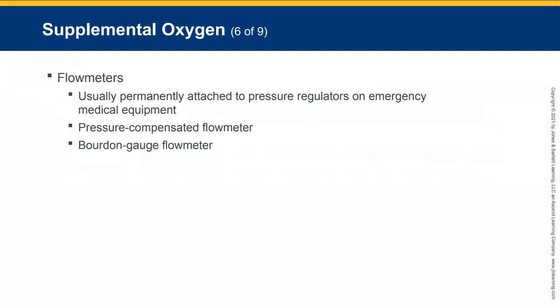And there are different types of flow meters. Flow meters are usually permanently attached to pressure regulators on emergency medical equipment. It can be a pressure compensated flow meter, which you see more in the hospital setting, or it can be a Bourdon gauge flow meter.